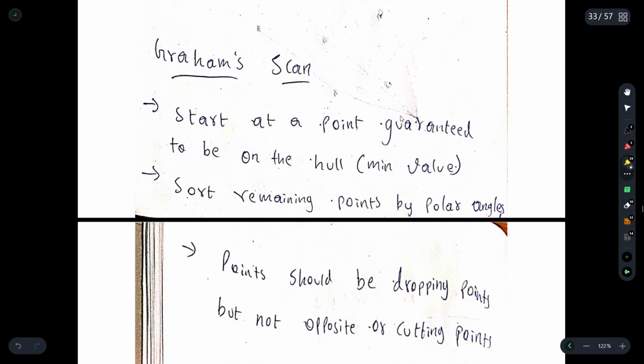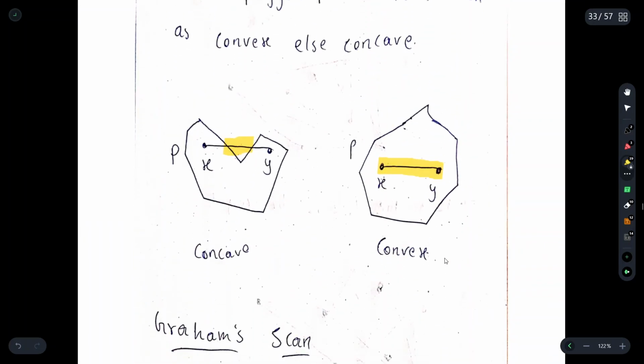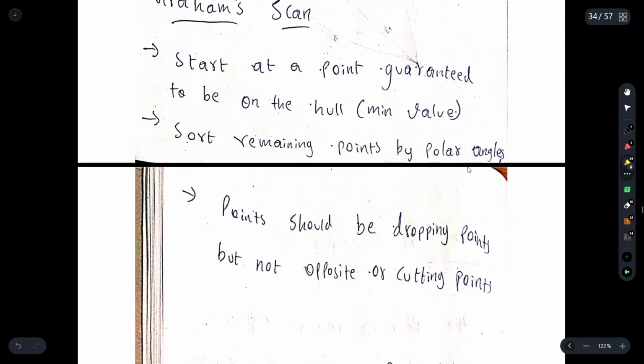Start with a point which is guaranteed to be on the hull. The hull point is the minimum value, so we consider the point at the least position as the starting point, and then sort the remaining points by polar angle. What is meant by polar angle is that we shouldn't make the figure concave; we need to make sure it is completely convex. That plays a major role in the polar angles. And then we keep dropping points, but not opposite or cutting points.